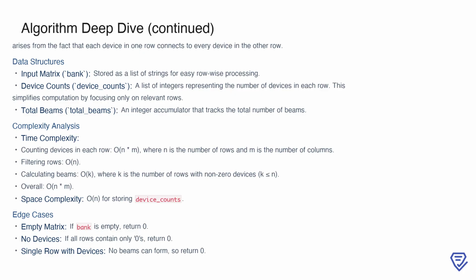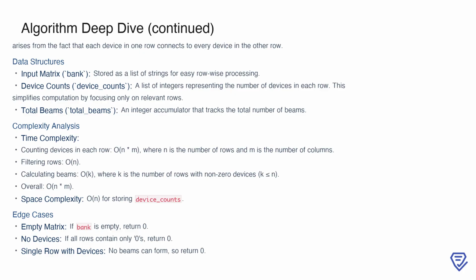To implement this algorithm, we use several data structures. The input matrix, bank, is stored as a list of strings, which makes it easy to process each row individually. The device_counts list is used to store the number of devices in each row, allowing us to focus only on relevant rows during the calculation of beams. Finally, total_beams serves as an integer accumulator that keeps track of the running total of laser beams.